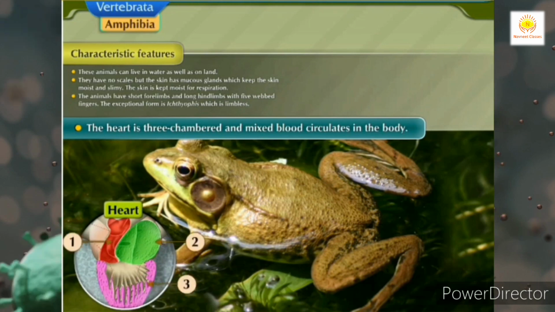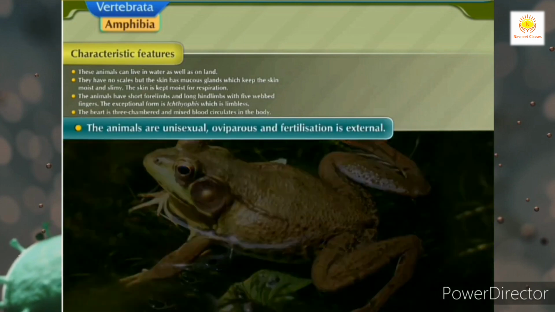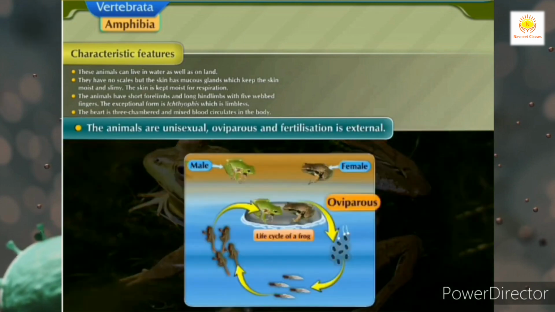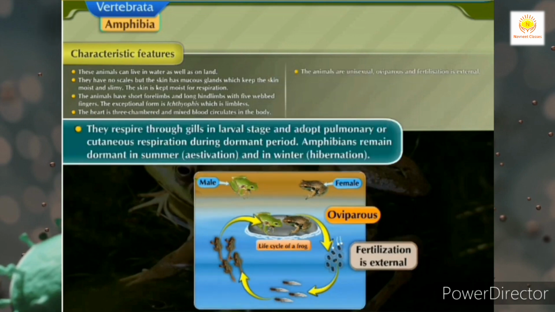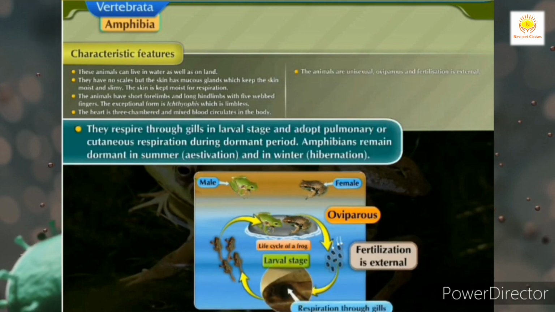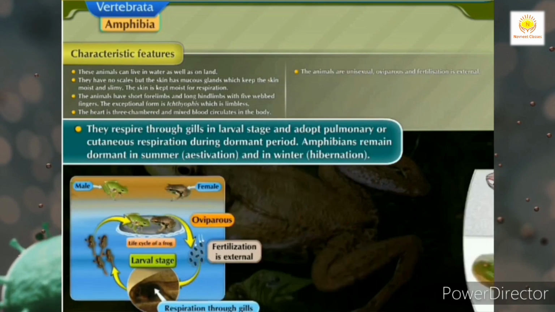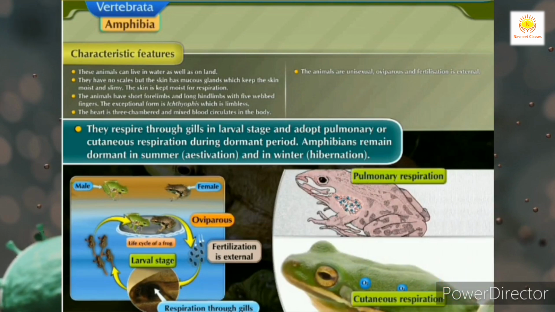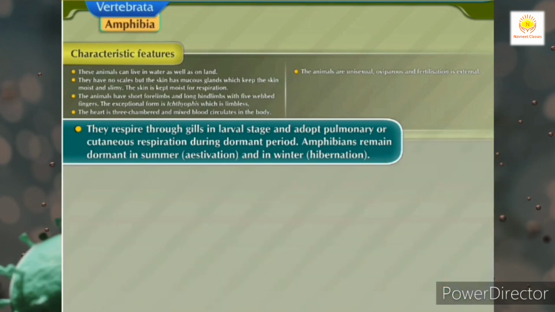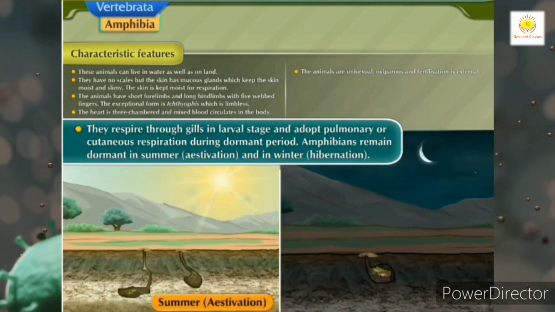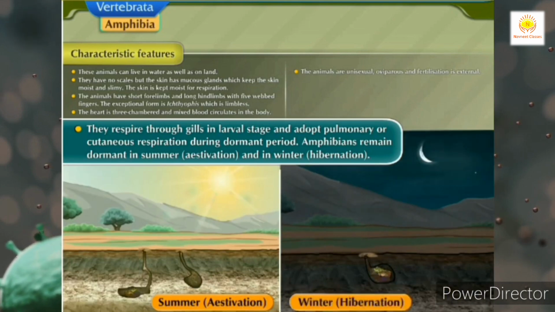The heart is 3-chambered and mixed blood circulates in the body. The animals are unisexual, oviparous, and fertilization is external. They respire through gills in larval stage and adopt pulmonary or cutaneous respiration during dormant period. Amphibians remain dormant in summer, estivation, and in winter, hibernation.